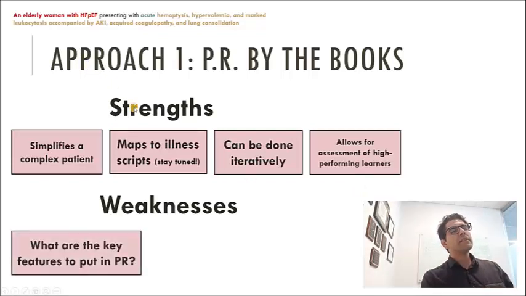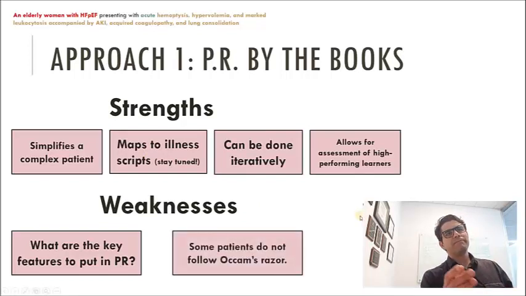Some of the weaknesses to this approach, though, are, what are the key features to put in problem representation? If somebody's got 15 things wrong with them, how do I decide to summarize them? What am I going to put in that problem representation or that summary statement? Which, of course, the other idea that fits into this is that some patients do not follow Occam's razor, right? So if somebody might have multiple things going wrong with them, if I try to summarize the case and distill it into a nice summary statement, I might end up neglecting some of the other diagnoses that are also relevant.